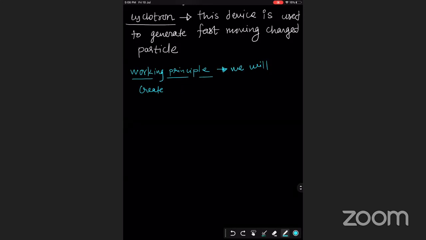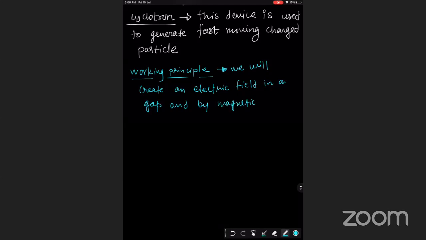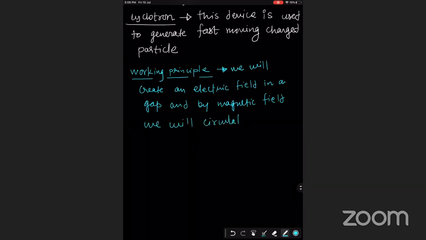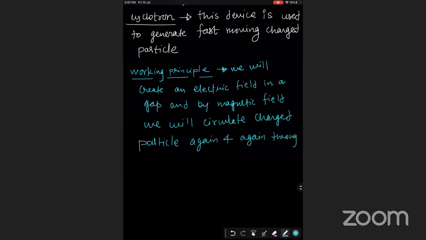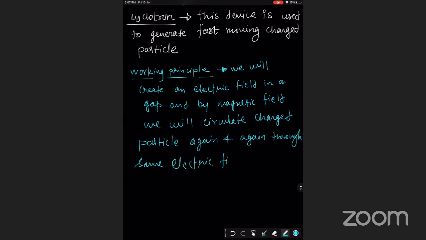We'll create an electric field in a gap, and by magnetic field we will circulate the charged particle again and again through the same electric field to increase its speed.